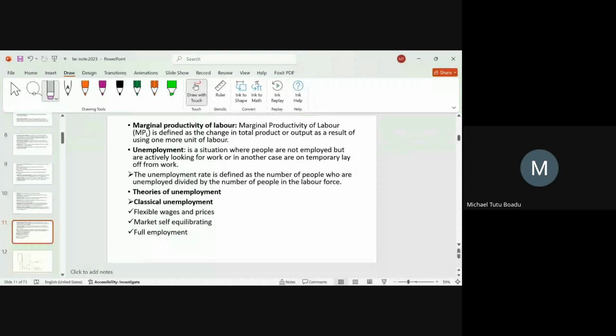So if you want to know the rate of unemployment, the percentage of people within the population that are unemployed, you divide the number of people who are unemployed by the number of people in the labor force. So unemployed people divided by the labor force will give you the unemployment rate. If you multiply this by 100, then you get the percentage of people who are unemployed.